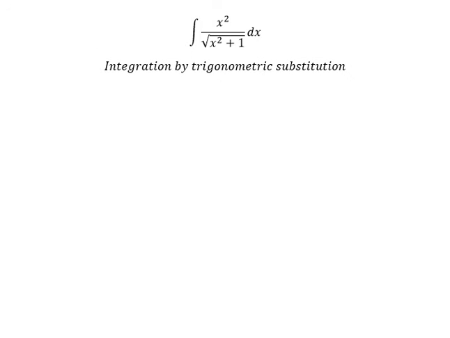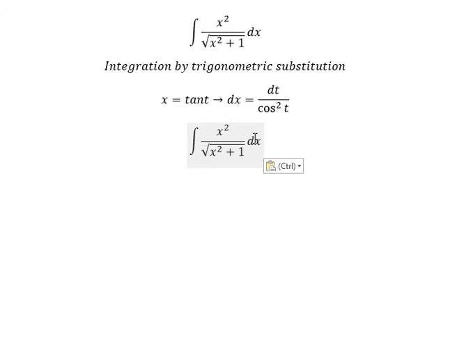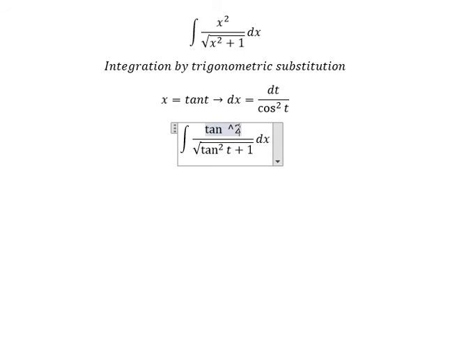So we put x equal to tan t, dx equal to dt over cosine t square. Now we need to change x and dx. X square we change to tan t square. This one similar. Dx we change for this one.